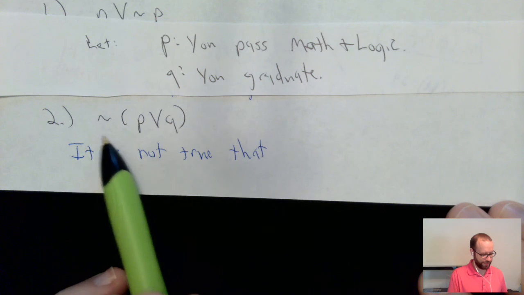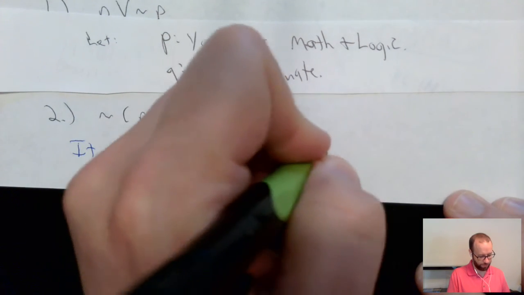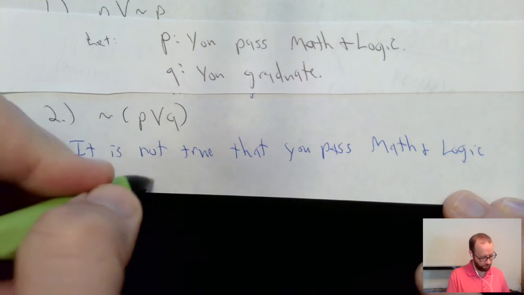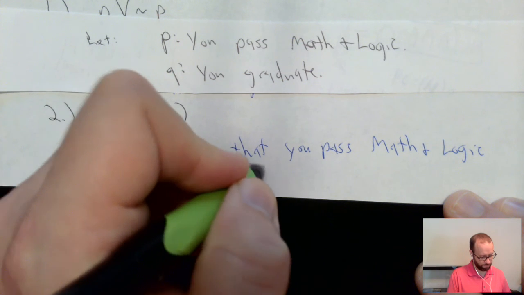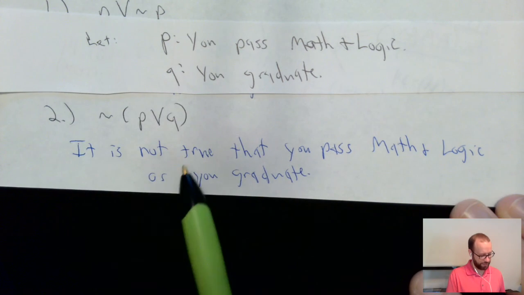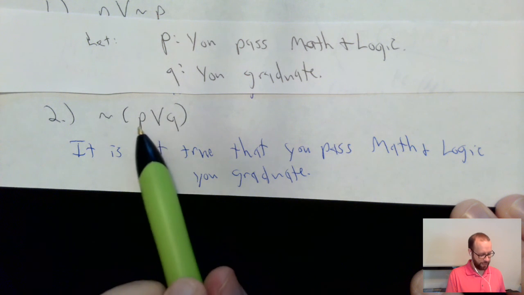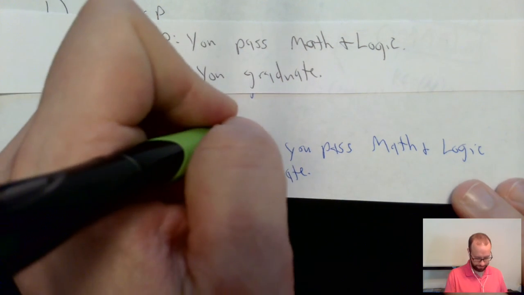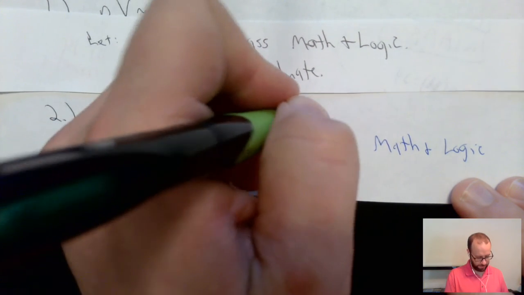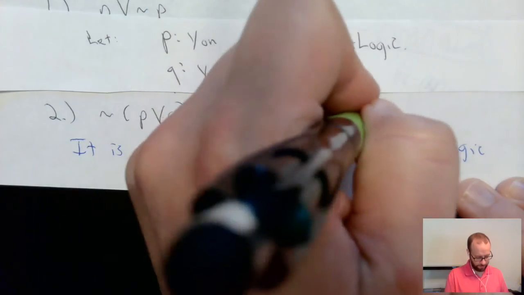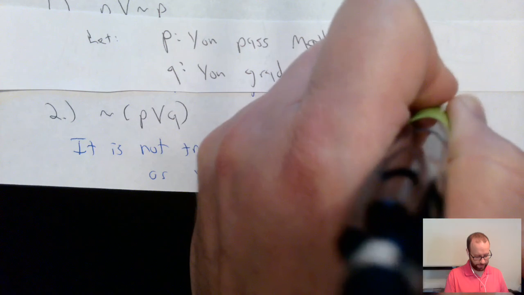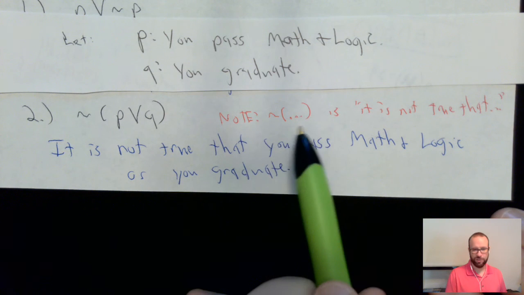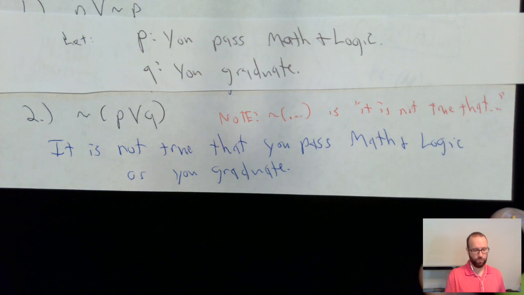Okay, it is not true that says negate everything I'm about to say. And then I've got you pass math and logic. And then or, you graduate. Okay, it is not true that is negation and parentheses. And then P or Q. So that's my one last note here. It is not true that. Negation and then parentheses means it is not true that, whatever's in those parentheses.